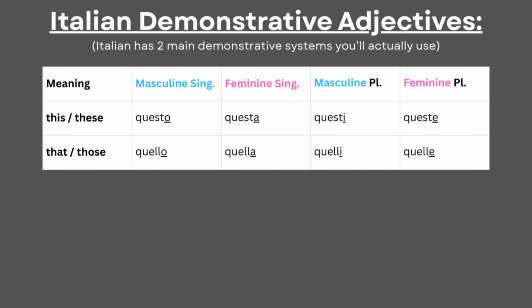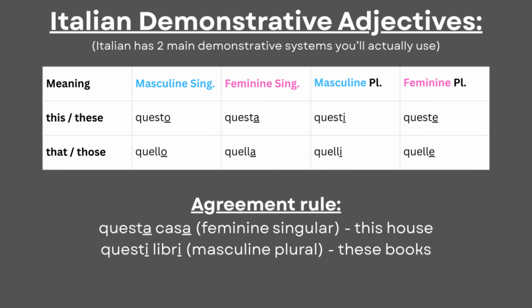Generally, Italian has two main demonstrative systems, as you can see in this chart. Questo, questa, questi, queste. Quello, quella, quelli, quelle. When using demonstratives, the adjective must agree in gender and number, such as saying questa casa, questi libri. But it's important to understand the concept of distance when using such words.